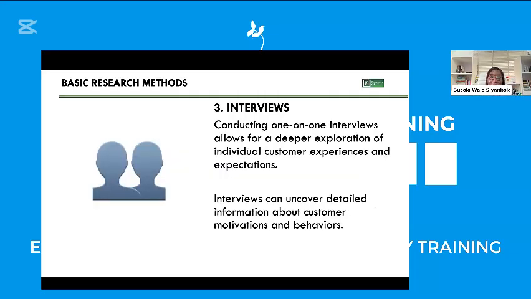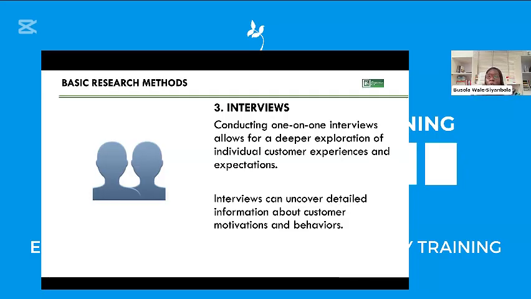The third is interview. So if you are here and you're following, you would recall that the first type of basic research method we mentioned is survey. The second is focus groups. Now the third is interviews. This is conducting one-on-one interviews, and it allows for a deeper exploration of individual customer experiences and expectations. In fact, the telecoms or the bank contact center analogy I use is even better suited to this than even the survey, because these ones, they call you one-on-one and they ask you specific questions, okay? So it's very similar in nature because you can also conduct surveys via phone calls, but the kind of questions you ask here, under the interview research method, are very personal, they're very specific, right?